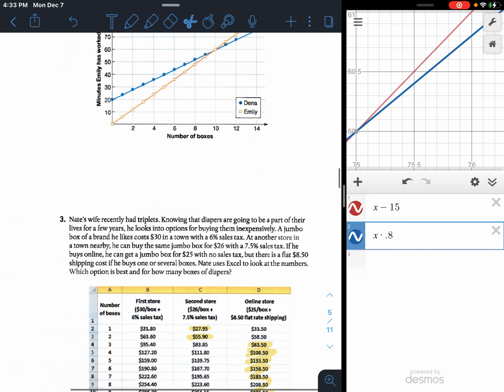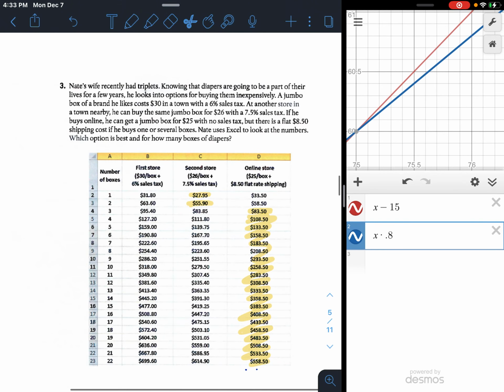Moving on to number 3. Nate's wife recently had triplets. Knowing that diapers are going to be part of their lives for a few years, he looks into options for buying them inexpensively. A jumbo box of a brand he likes costs $30 in a town with a 6% sales tax. At another store in a town nearby, he can buy that same jumbo pack for $26, but the sales tax is 7.5%, so a little bit higher.